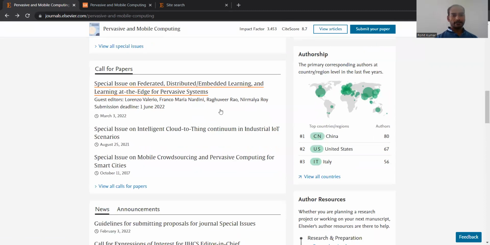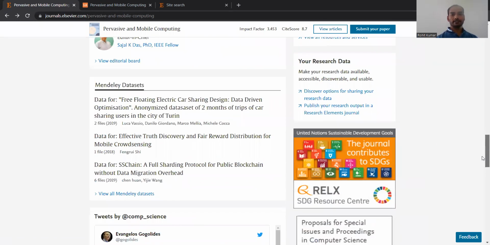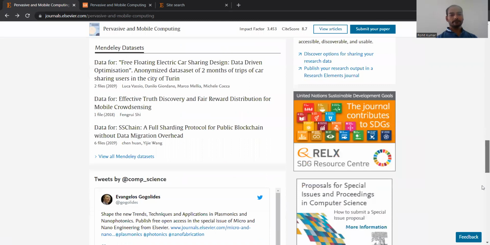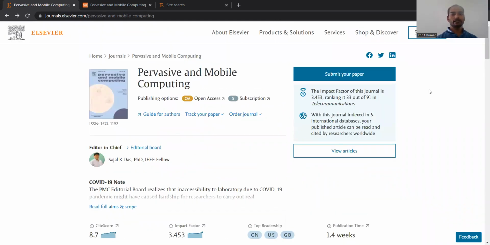So going back to the call for papers, if the journal offers some special issues, then this sort of information is listed down here. You can check periodically. Then the news and the related announcements are given here. Then the mandate data set, your research data related links, and some of the related tweets. And finally, the readers, authors, librarians, editors, and the reviewers related links at the bottom, like any Elsevier journal.